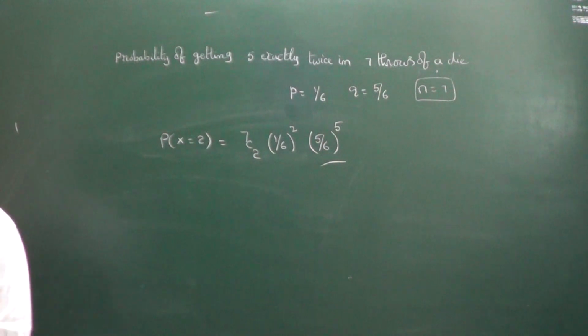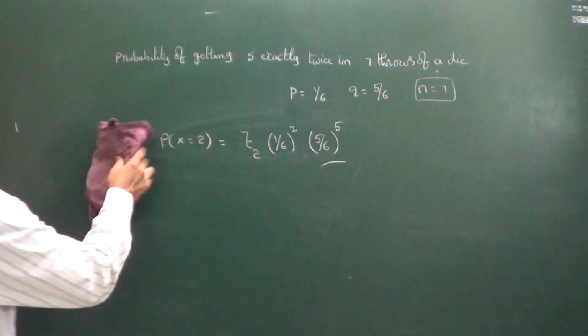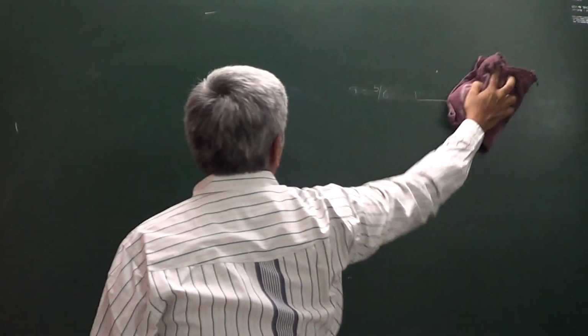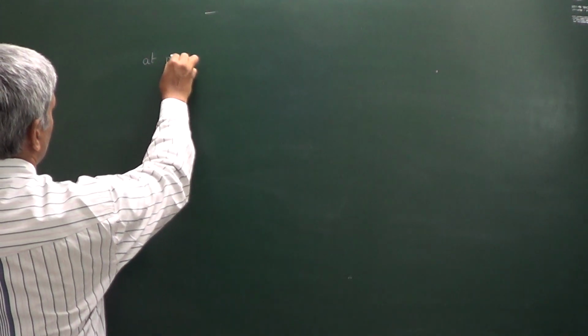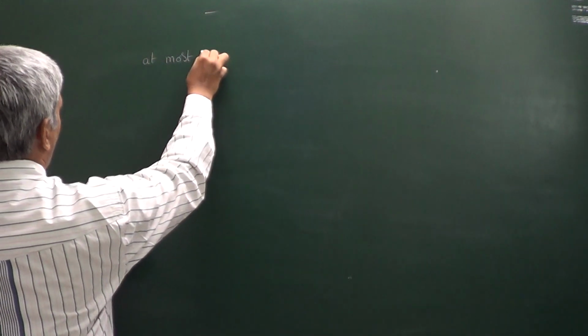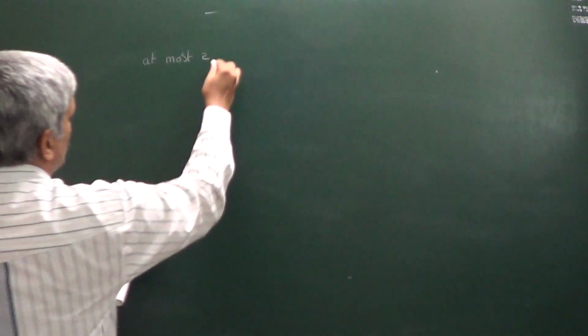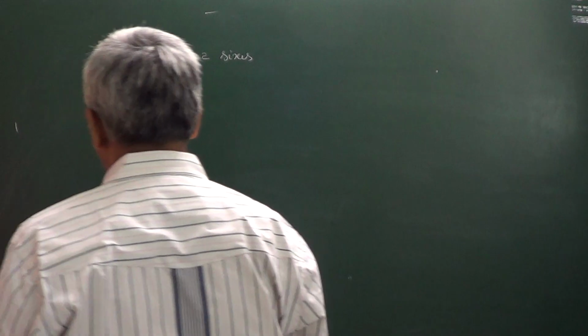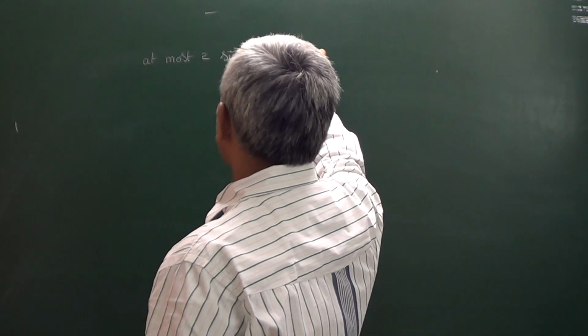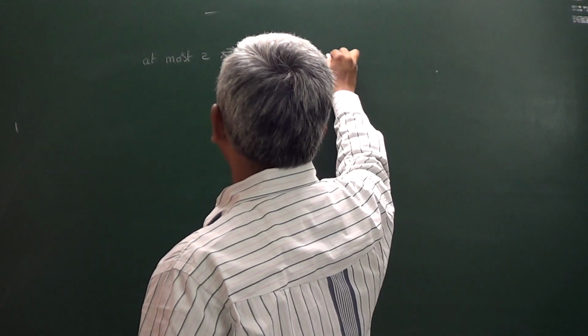So this is one more question he is asking in this way. The question is given as: find the probability of throwing at most 2 sixes in 6 throws of a die.